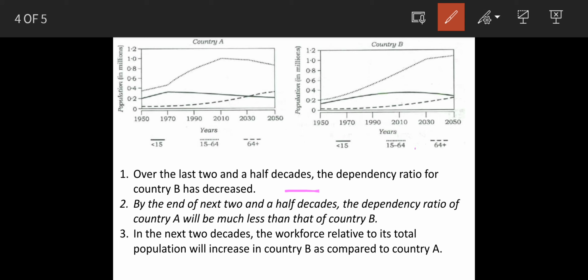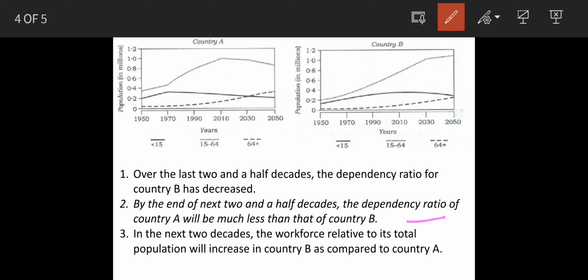So this is the line of the last 2.5 decades, this side. If you see, the graph is actually increasing for working people, and for non-working, that is adults and children, 15 to 64 and less than 15, it is almost constant. So that means dependency is decreasing. This statement is correct.